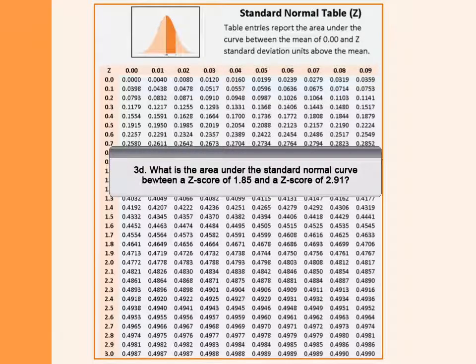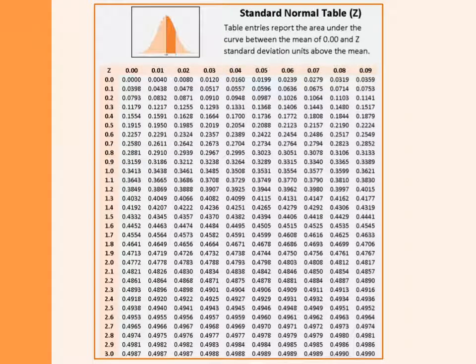The fourth problem is similar to the one we just solved, in that it asks to find the area under the standard normal curve between a z-score of 1.85 and a z-score of 2.91, both positive z-scores. So we highlight the row of 1.8 and the column of 0.05 to find the first area. Then to find the area associated with the second z-score, we highlight the row of 2.9 and the column of 1/100th.